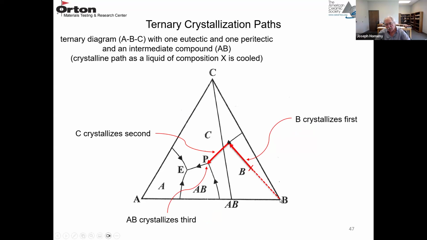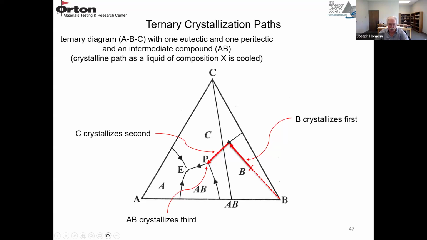So we start out drawing our line from B through X. Along this solid portion here, as we decrease the temperature, B crystallizes out first. We hit this boundary line, then follow it down to the peritectic point in the lower temperature direction according to the arrows. C is crystallizing out with B as we go down here. And then AB crystallizes out third. So now we end right here with crystals of B, C, and AB at this point P, and it stops.